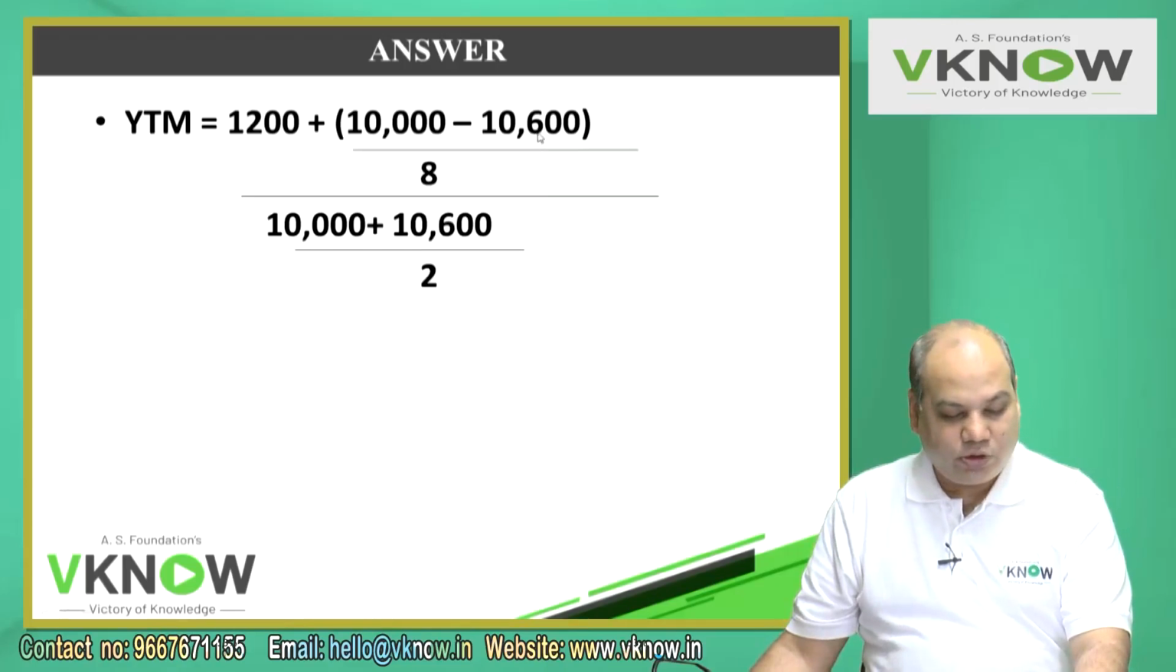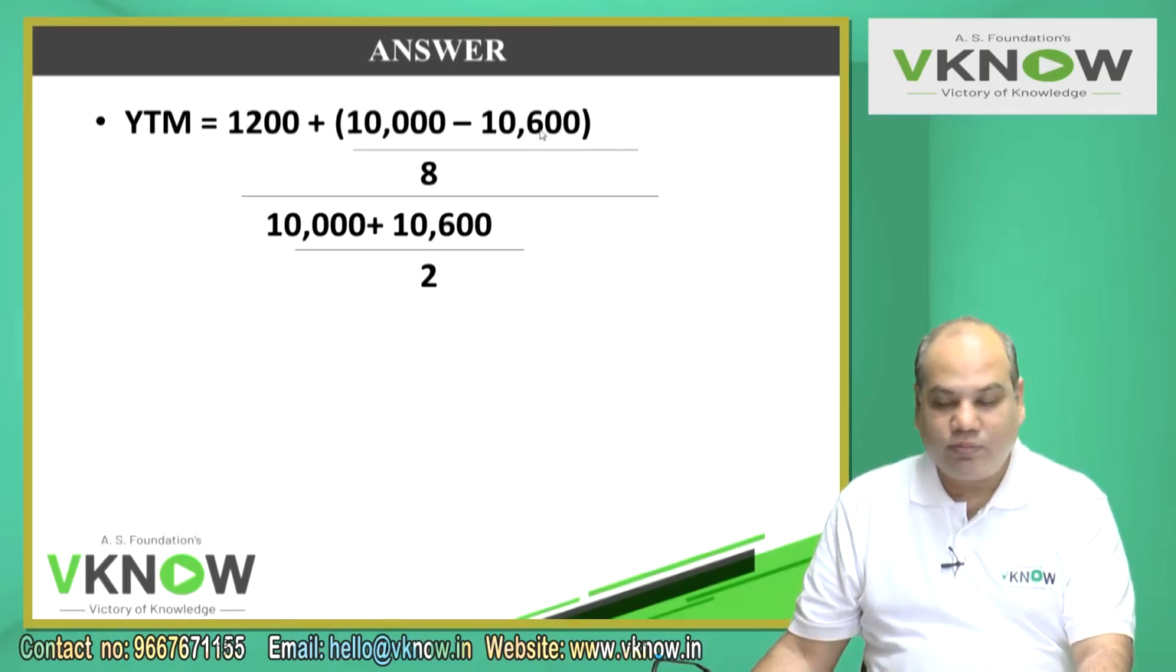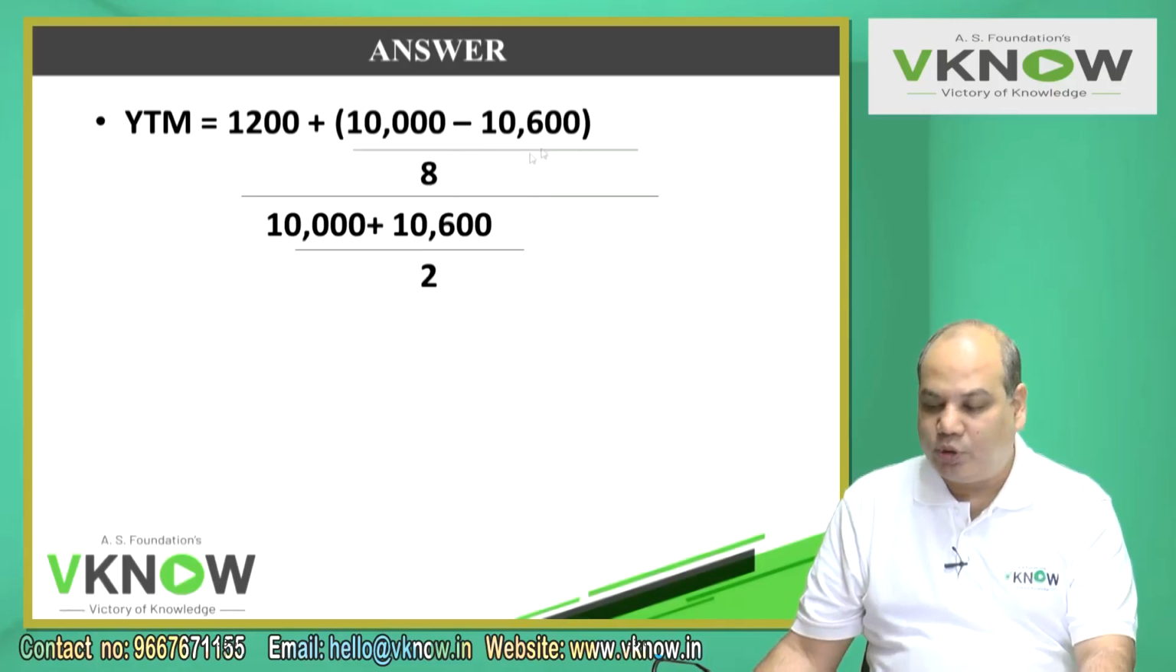So this time this is the opposite of the previous question. In the previous problem, the bond was trading at a discount. This time the bond is trading at a premium. So my final answer would be less than 12%. You will cross check: if a bond is trading at a premium, it means the discount rate used to calculate the present value of the bond is less than the coupon rate.